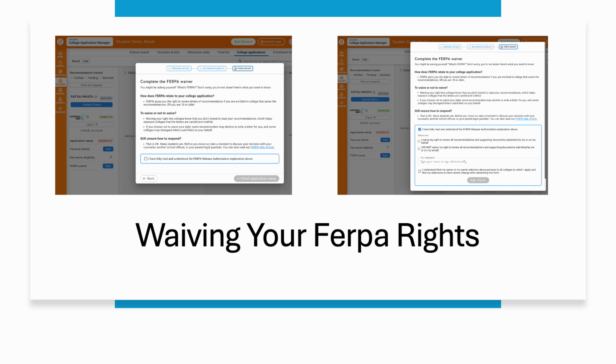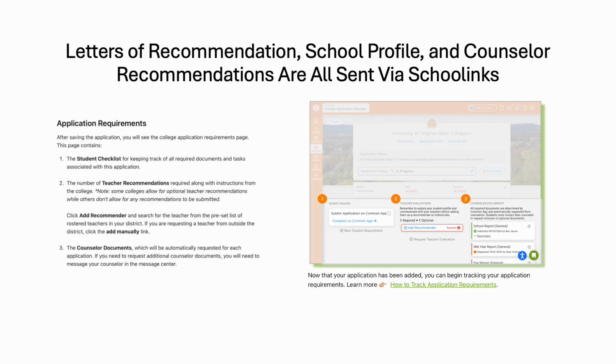Once you say yes, you check the box and it asks if you understand, and then you type your name in the box where it says type your name, and that is your signature. Once you've done that, you are in the College Application Manager. Not only are transcripts sent through the College Application Manager, but you must request letters of recommendation. The school profile gets uploaded to your application, and counselor recommendations are also sent through Schoolinks via the College Application Manager.